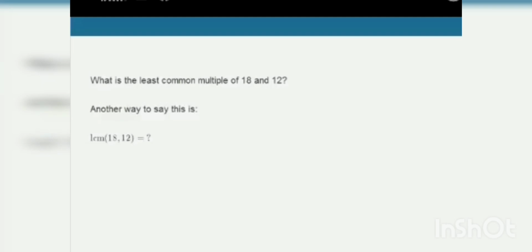So let's think about this a little bit. There's a couple of ways you can think about it. So let's just write down our numbers that we care about. We care about 18 and we care about 12. There's two ways that we can approach this. One is the prime factorization approach. We can take the prime factorization of both of these numbers and then construct the smallest number whose prime factorization has all of the ingredients of both of these numbers, and that will be the least common multiple.